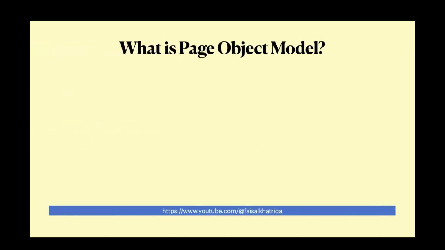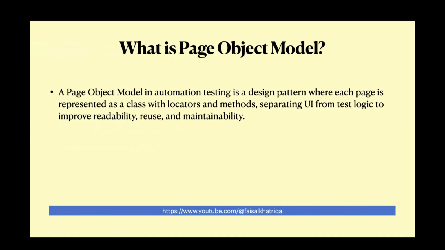What is a page object model? A page object model in automation testing is a design pattern where each page is represented as a class with locators and methods, separating UI from test logic to improve readability, reuse, and maintainability. In web automation testing, the tests interact with the UI and perform different verification steps. A page object represents the page elements as objects in the automation test scripts. This helps avoid duplicate code, and if the UI changes, the changes can be updated at one place.